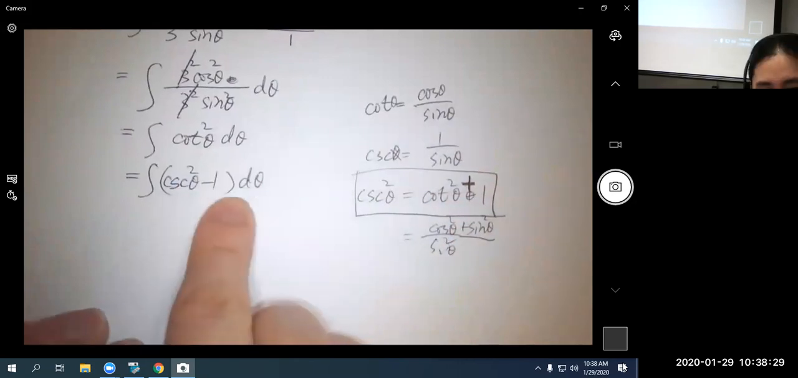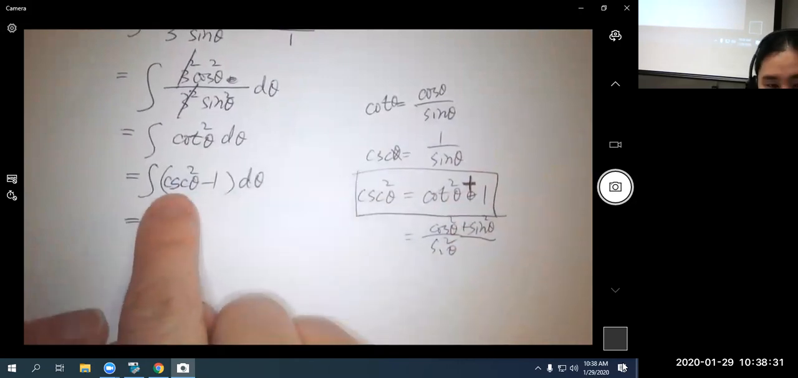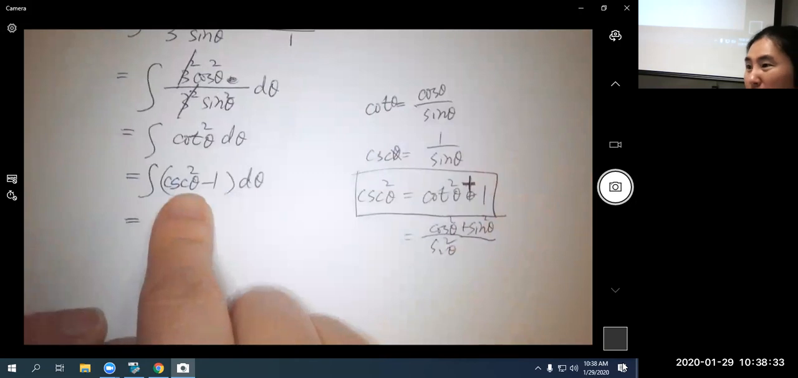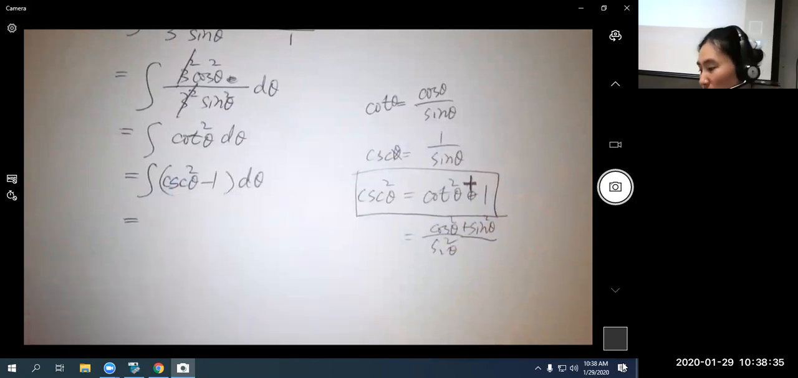Why are we doing this? Because for cosecant squared theta, do we have an antiderivative? We do? Yes or no?